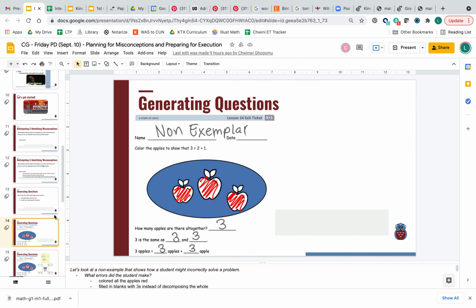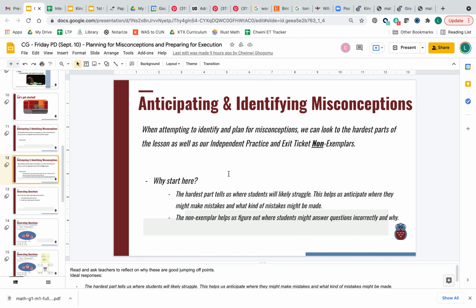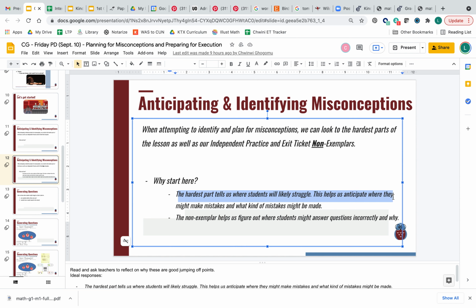Awesome. So to answer your question, where you're saying the hardest part tells us where kids will likely struggle, this helps us anticipate where they make mistakes. You're kind of saying the same thing, right? Anticipating where they make mistakes and knowing where they're likely to struggle mean the same thing. So the hard part tells us where students will likely struggle. This helps us know where to go fast and where to go slow in a lesson.